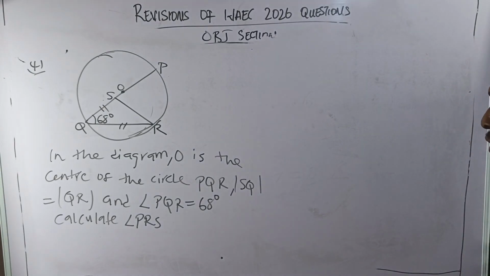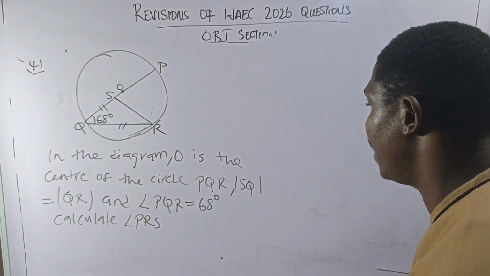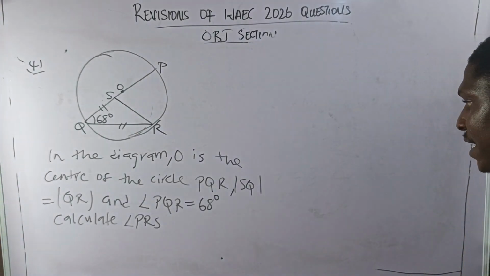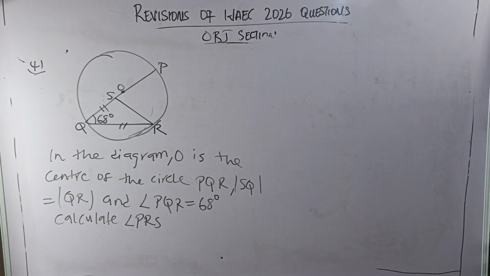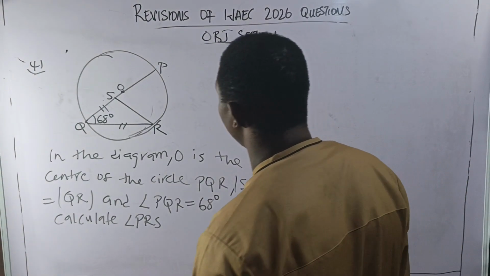We have question 41, which says, in the diagram, O is the center of the circle PQR, SQ equals QR, and angle PQR is equal to 68 degrees. Calculate angle PRS. Now it's time to calculate PRS.